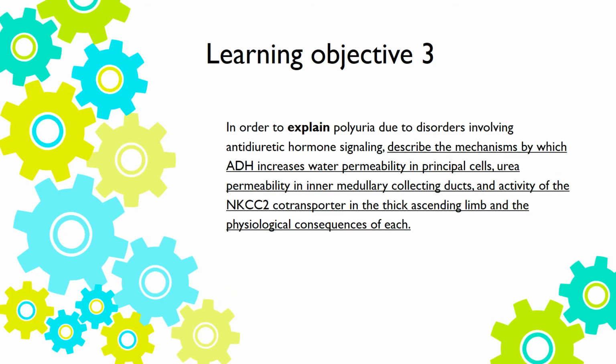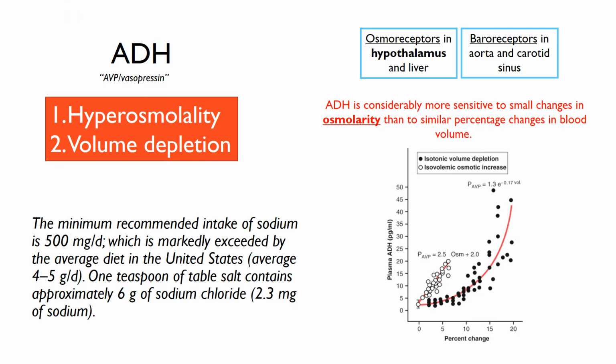Continuing on with our theme of regulating transport in the nephron, this section with Learning Objective 3 is focusing on ADH. I know that this is not your first introduction to ADH, so this is just a brief review of antidiuretic hormone. It is also called AVP and vasopressin, just in case you come across those terms in different resources. And there are two major things that will stimulate ADH release, and they are hyperosmolality and volume depletion.